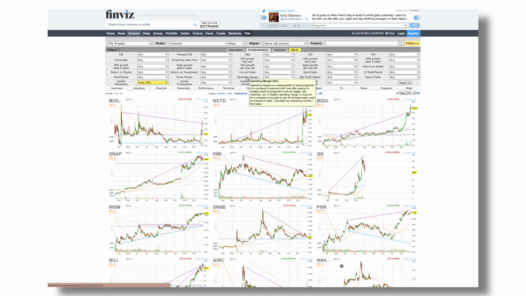And you can just hover over it and it'll tell you. That's what I like about FinViz. If you don't know what something is, you can hover over it and it gives you a brief overview of what it is, right?